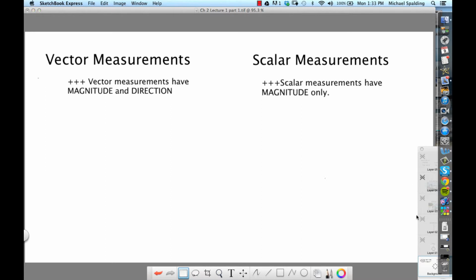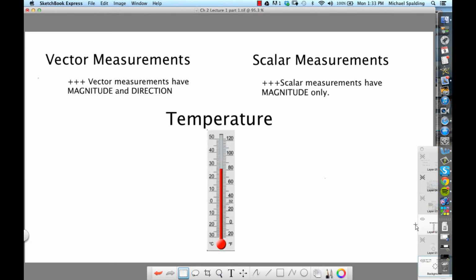How about temperature? Scalar. You do not put a direction on temperature. Outside today it's what would you say, about 70, upper 70s? 80 maybe? 80 degrees. You don't put a direction on temperature. It doesn't make any sense.